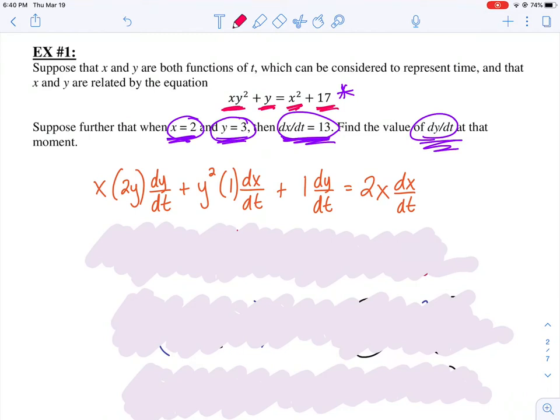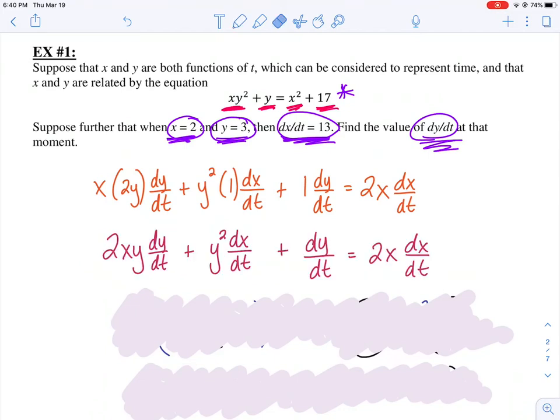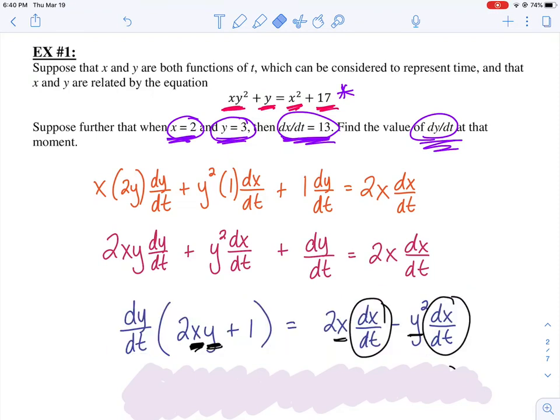Okay, go through that one more time, process that, make sure you understand it if you need to before moving on, okay? All right, from here I'm going to simplify that a little bit, make it look a little bit nicer with fewer parentheses, with leading coefficients, stuff like that. And then in the problem, remember it said when x is 2, when y is 3, and dx/dt is 13, we want to find dy/dt. So what we want to do is plug in the information that we do know so that we can find out what dy/dt is.